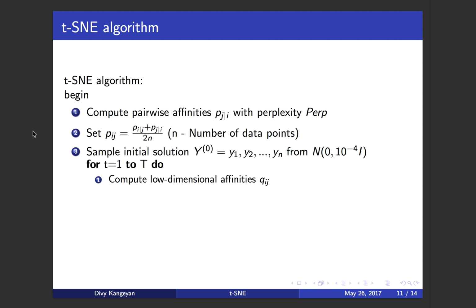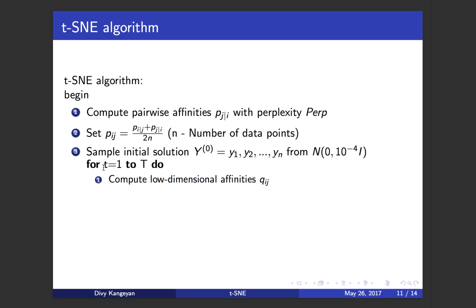And then you sample an initial solution for Y at the 0th iteration, y1, y2 through yn, from a normal distribution with mean 0 and variance 10 to the minus 4 times I. So essentially you sample from a normal distribution with mean 0 and a very small variance. And the I here represents the identity matrix. So if you have n data points, it's going to be an n by n identity matrix.